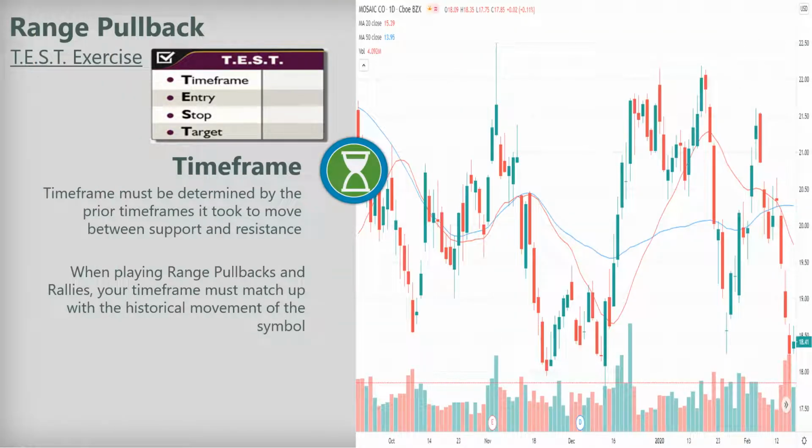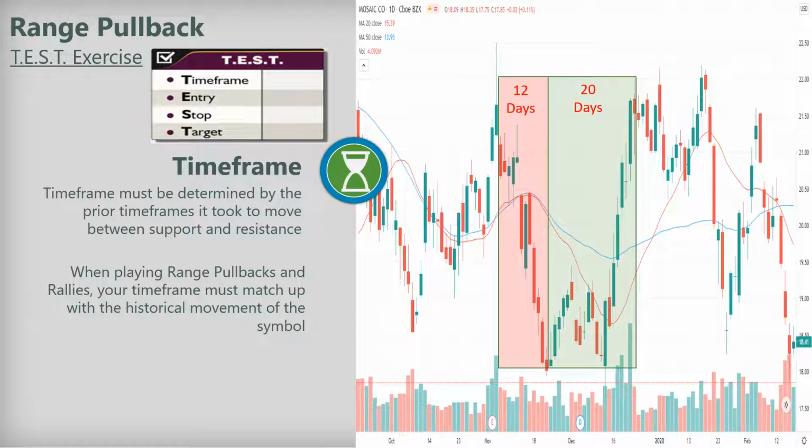So let's set up our time frame, entry, stop, and target. The first one is time frame. And this is cool because we have an area, the $22 area and the $18.25 area. All we have to do is measure how long it takes to get to each one. So here's the first move between the two support levels. This took 12 days. All we did is start from that first candle and see how long it took to get down to the bottom. Then we do it from bottom up.